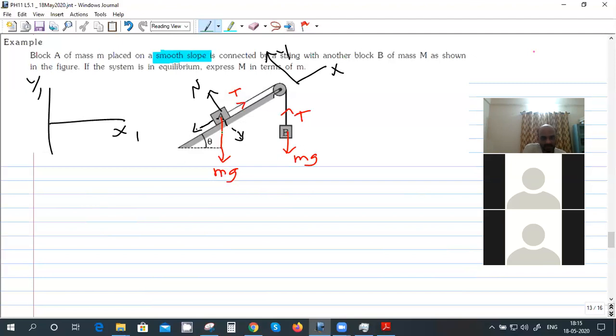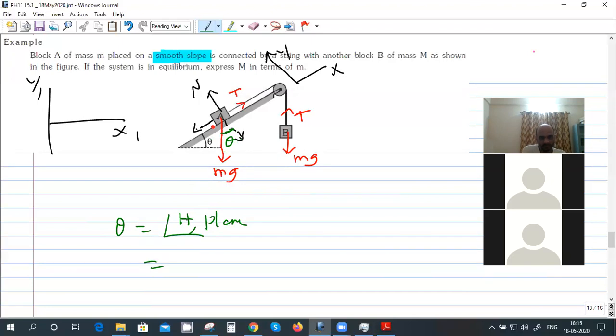So, what is this angle? This angle is 90 minus theta. That's what I'm saying. Theta is the angle of the plane with the horizontal, right? This is vertical, mg is vertical, and this dotted line is normal to the plane. So it should again be 90 plus theta. No, no, the angle between horizontal and the plane will be theta. Perpendicular to horizontal is vertical. Perpendicular to the plane is normal. Theta is the angle between horizontal and plane.